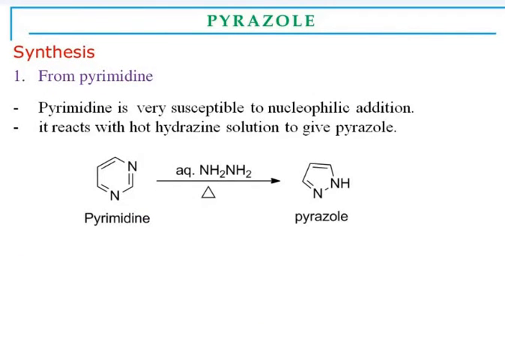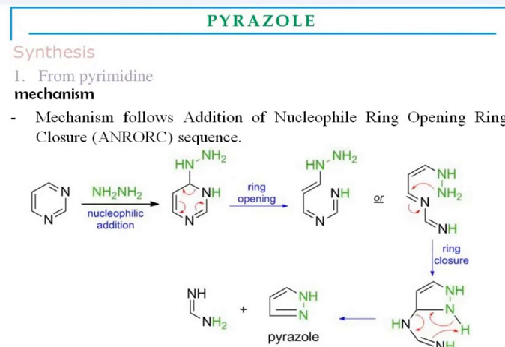Now synthesis is very important from pyrimidine. You know this 6-member ring and the situation is like that. This is known as pyrimidine. So pyrimidine is very susceptible to nucleophilic additions. It reacts with hot hydrazine solution to give pyrazoles. So this is one method of preparation of pyrazoles.